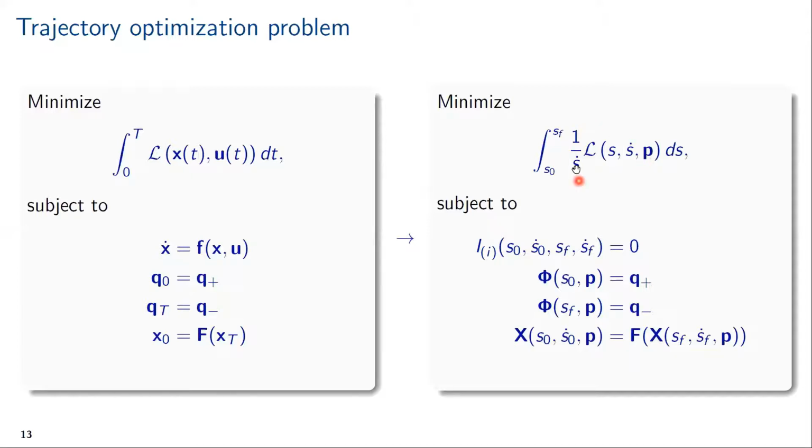If we divide by its velocity, then we might consider this integral over the period of s. And recall here that s dot is assumed to be strictly positive over the trajectory, so there's no problem in dividing here by s dot.